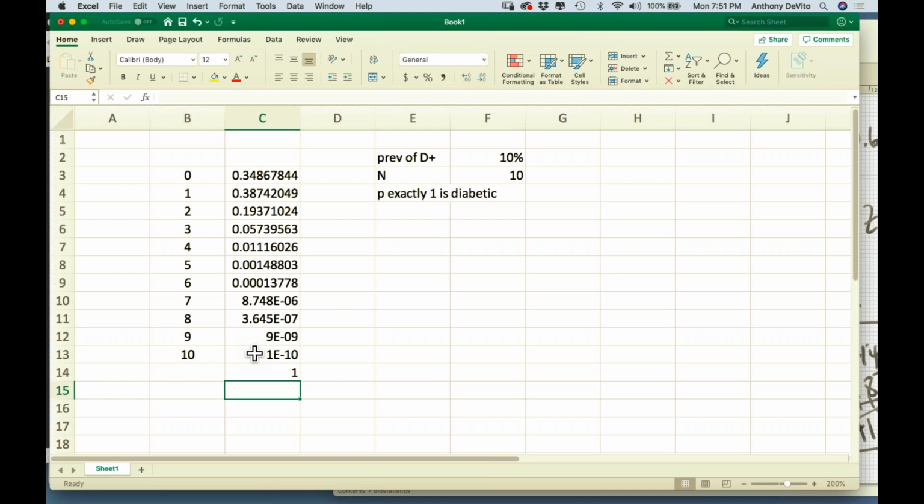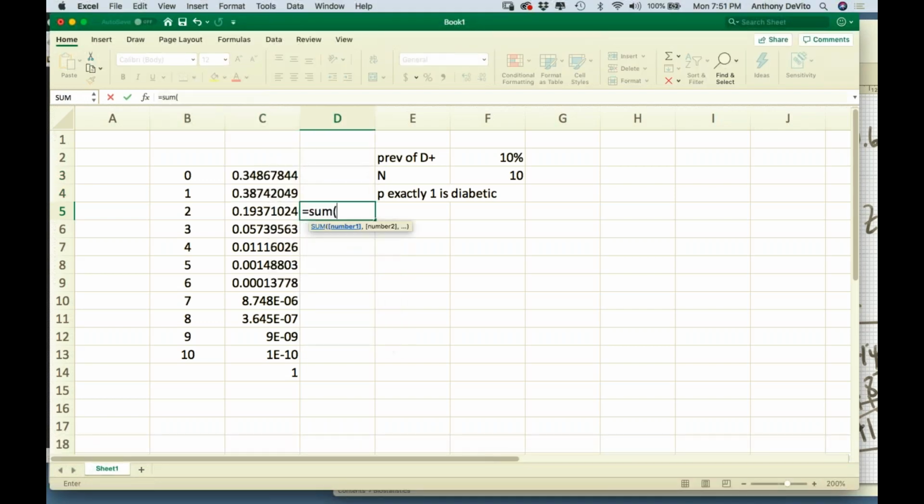Now what if I were to ask you, what's the probability of getting 2 or fewer diabetics if I chose 10 people? Well, 2 or fewer would be this plus this plus this. So 2 or fewer equals the sum of these 3 possible outcomes. And that's 93%. The chance of getting 2 or fewer diabetics out of 10, if I randomly select them, is 93%.